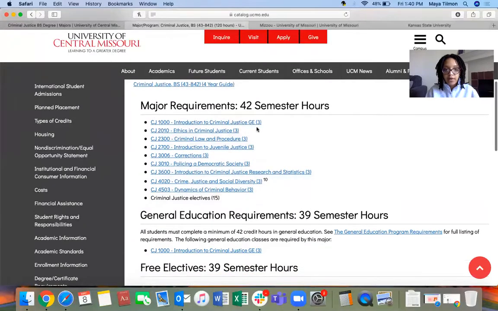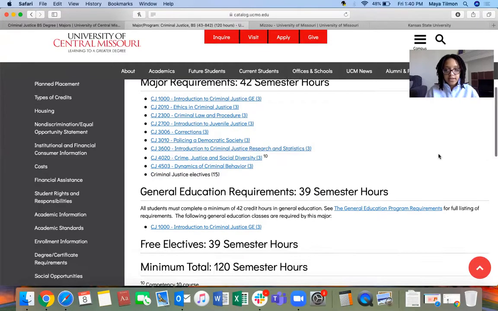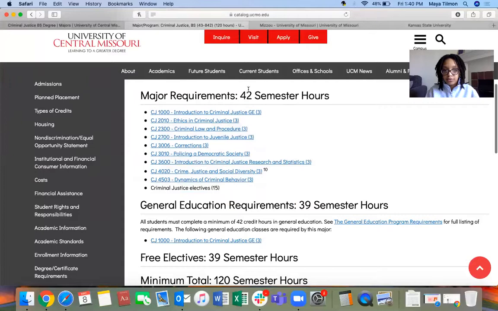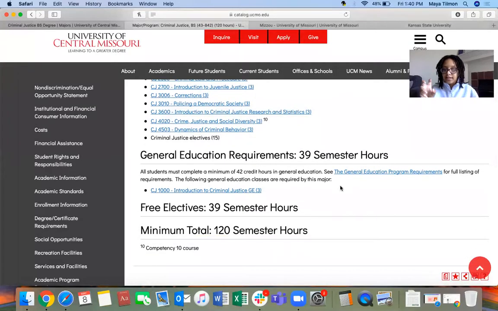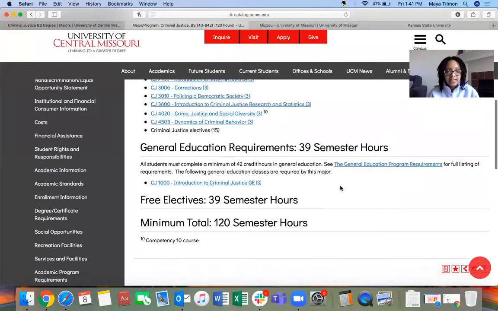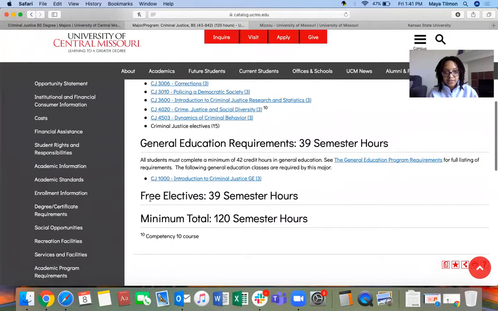And then here are the required classes for the criminal justice major. Down here, these are criminal justice specific classes. So that's the majority of the classes that you have to take that's required. And then down here is going to be your general education requirements. So these are just all your gen eds. So your English, college algebra, the history to 1865, and then from 1865 to present, all those types of general classes. And then you have 39 credit hours of free electives.